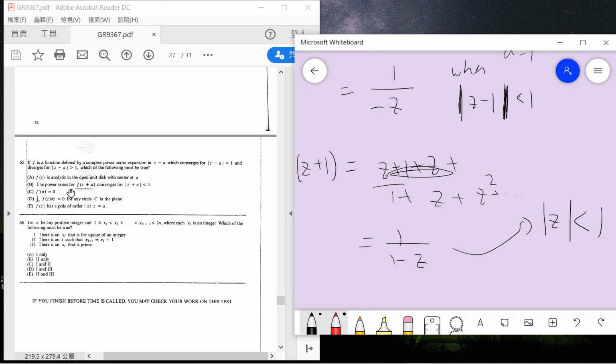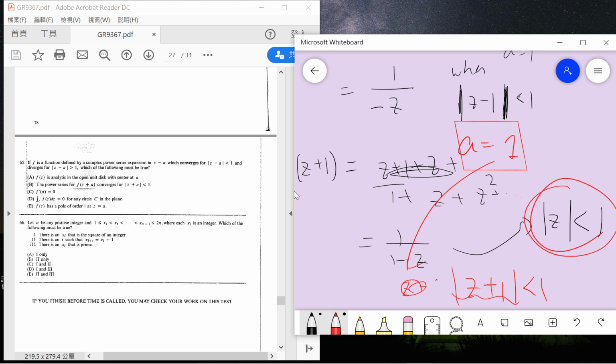But he said that the power series of z converges for the absolute value of z plus a smaller than 1. Now a is 1, right? So we have z minus 1. What he said is z plus 1 minus 1 less than 1 is the condition. But this is the false condition. Because z plus 1 smaller than 1 is not a condition, but z smaller than 1 is the condition. So using this example, we can show that B is false. So the answer is A.